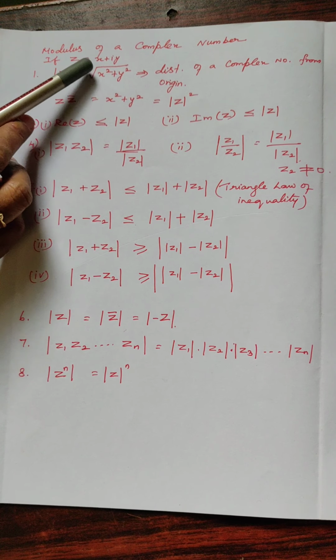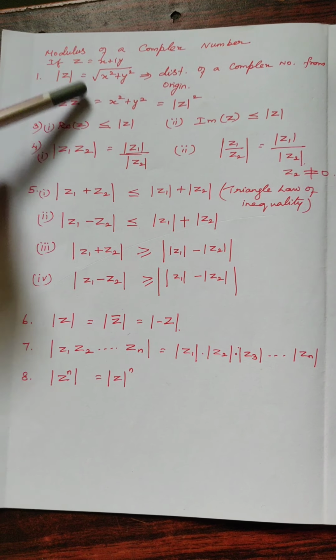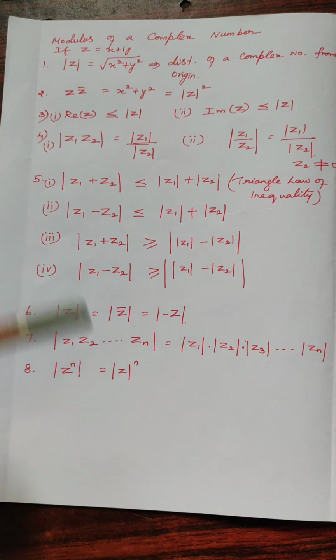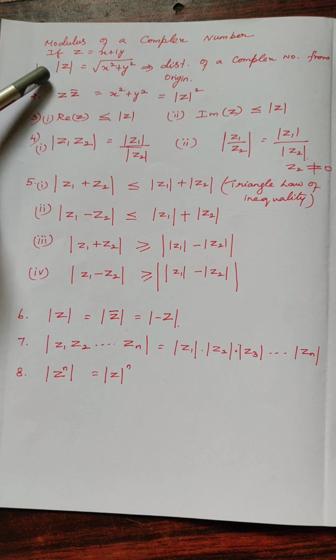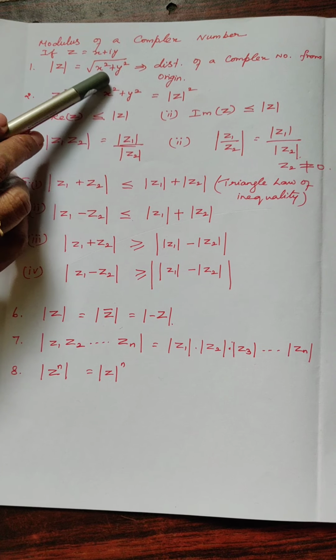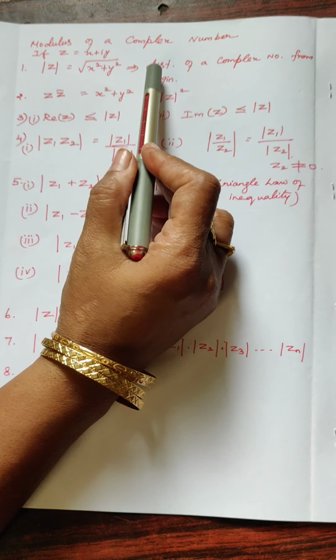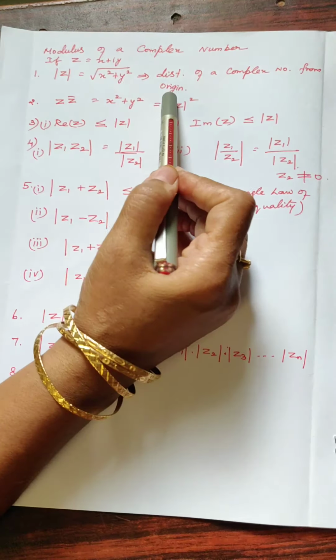Let us take z equal to x plus iy. I explained all these things earlier with the proof, just repeating them. Modulus of z is equal to root of x square plus y square, which is nothing but the distance of a complex number from the origin.